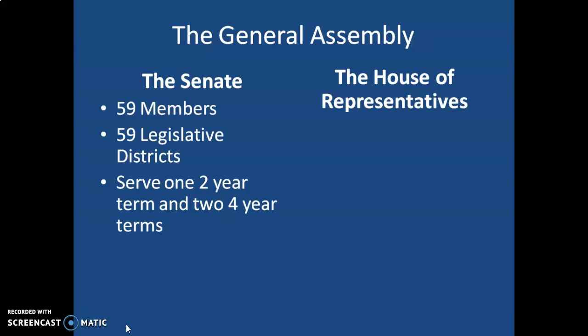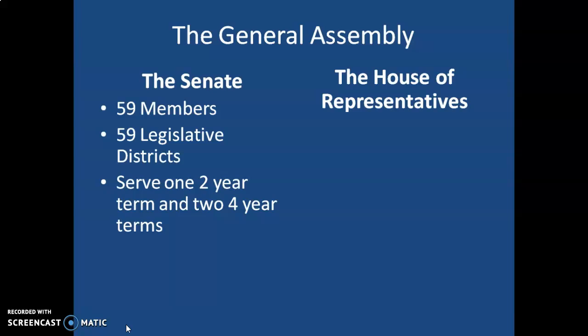Now, the term of office for the senators is a little bit confusing. Each senator will serve one 2-year term followed by 2 4-year terms. Now, here's how that works. The Senate will be divided into 3 different pieces. 1/3 of the senators in any given election will be serving a 2-year term, and the other 2/3 of the senators in any given election will be serving 4-year terms.